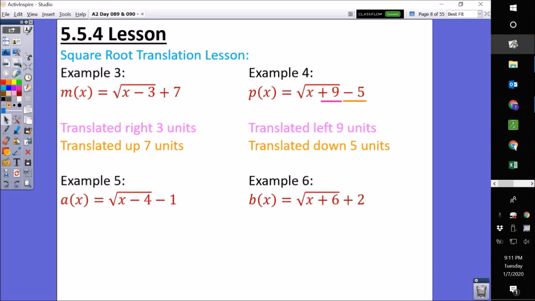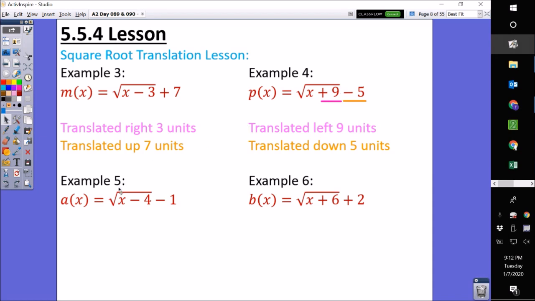So our transformation is translate left 9 units because of the plus 9 that is inside the square root behind the x, and then translate down 5 units because of the minus 5 that's behind the square root. So, like I said before, just like for example 3, same thing goes for example 4. It's a different form, but we do have the same numbers in the same location with the same sign, which should have the same answer compared to example 2.